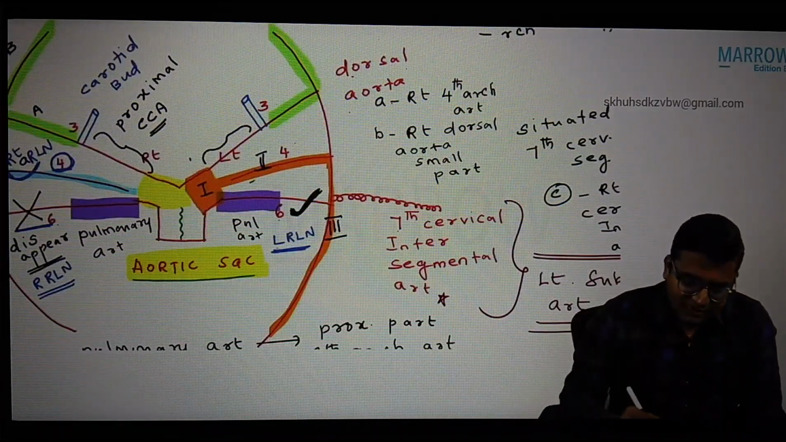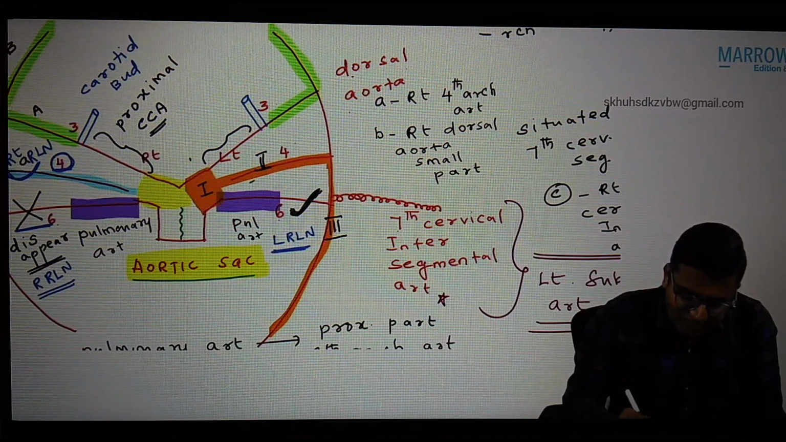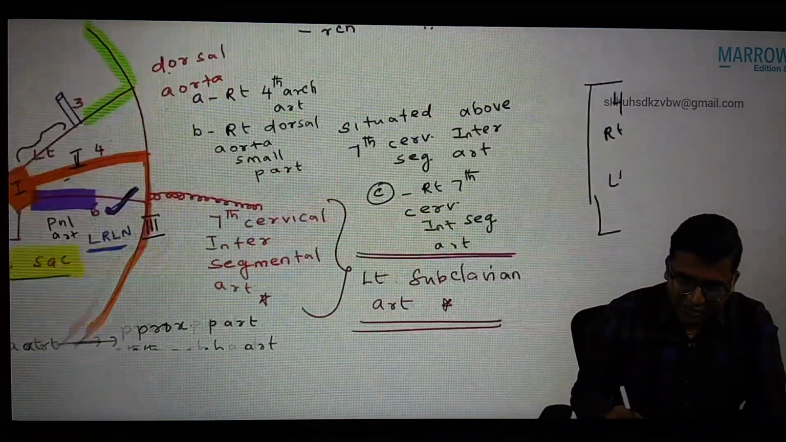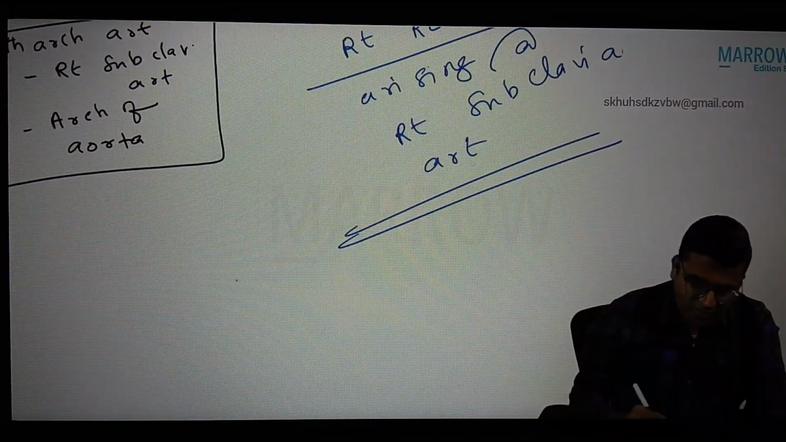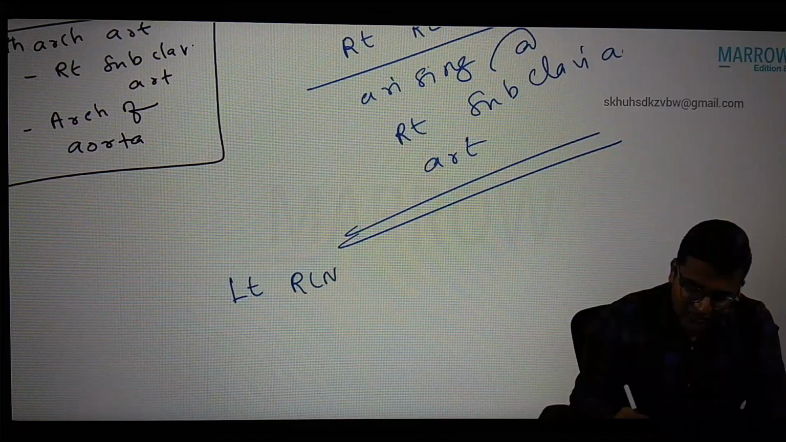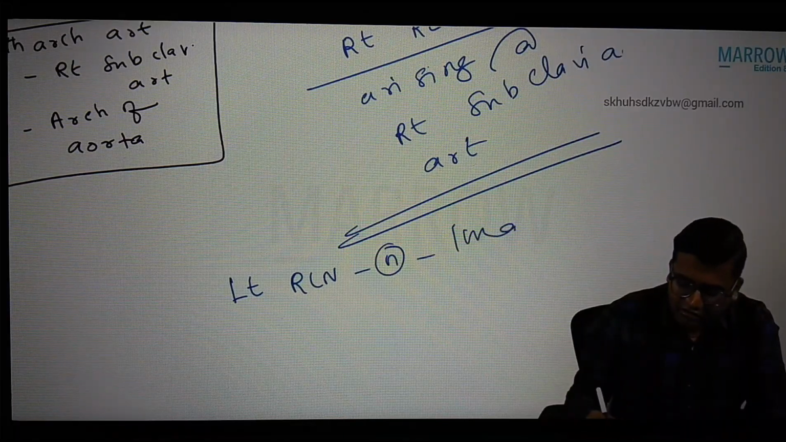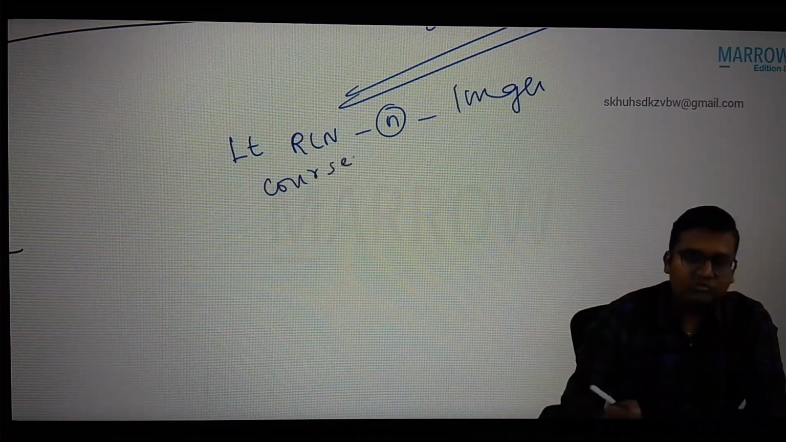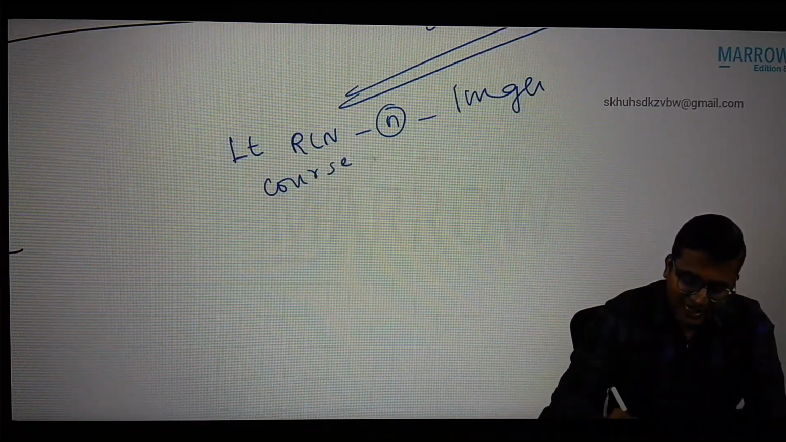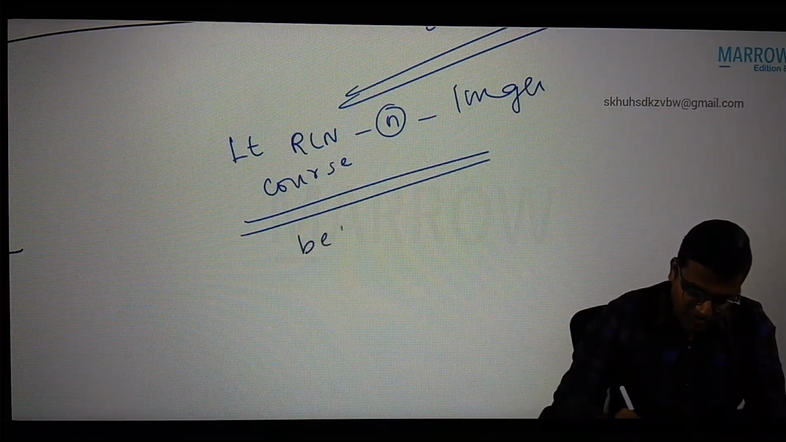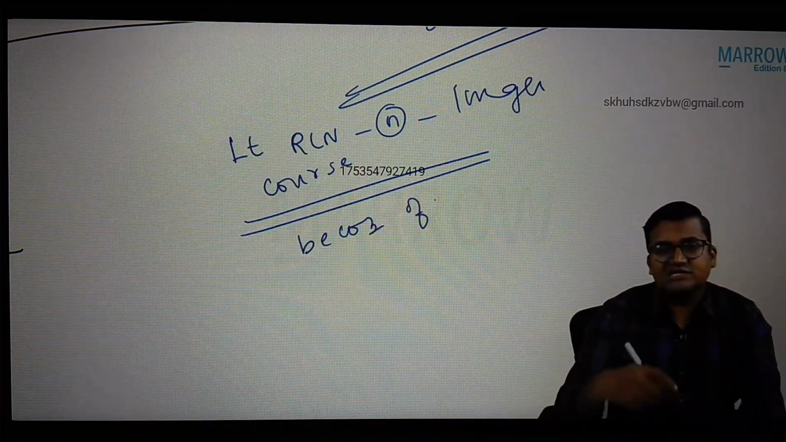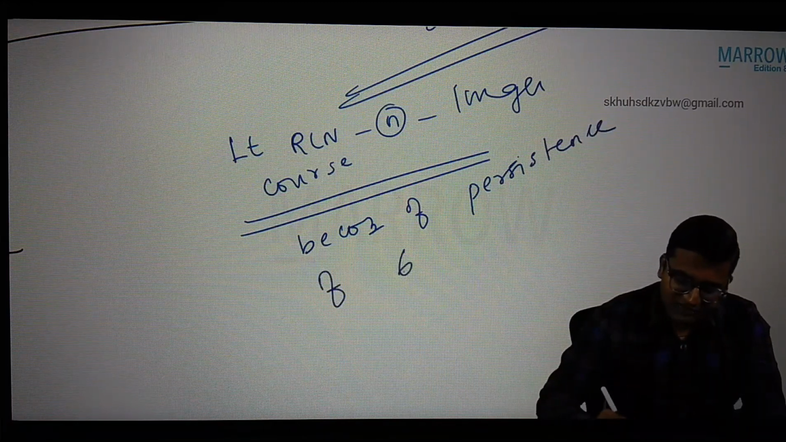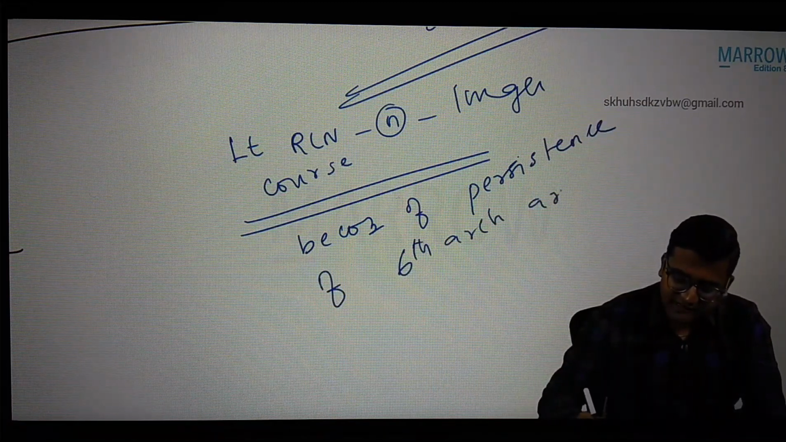Now what happened to the left side? On the left side, the distal part of the sixth arch artery will persist and that will form the ductus arteriosus. So now the left recurrent laryngeal nerve is having a longer course. It is having a course both in the mediastinum and also in the neck. Having a longer course because of the persistence of which artery? Sixth arch artery.